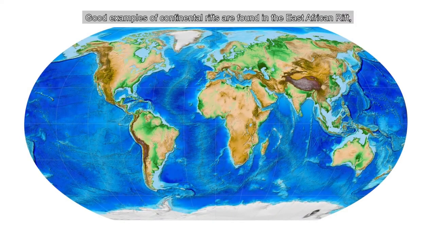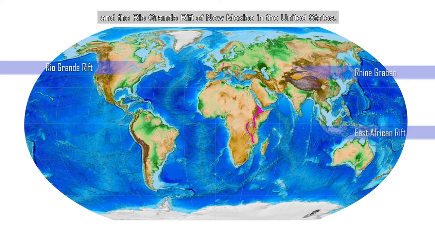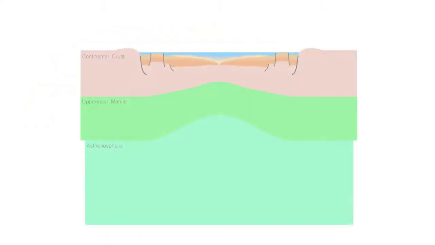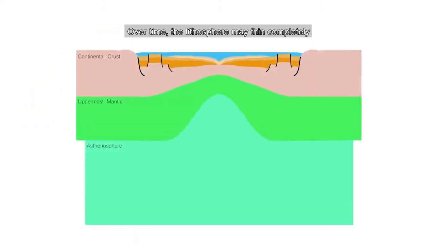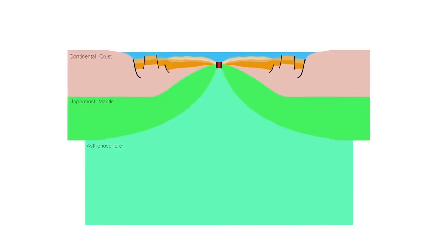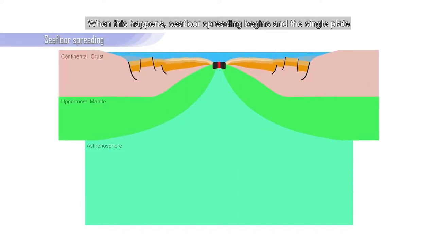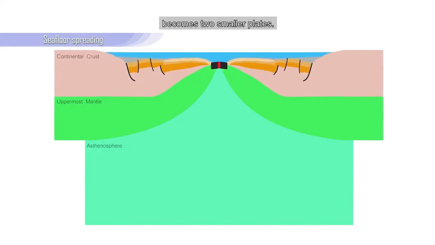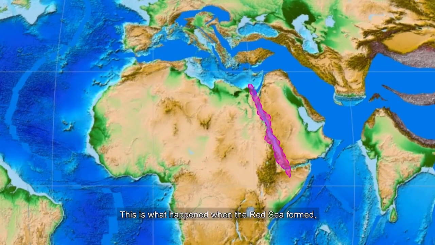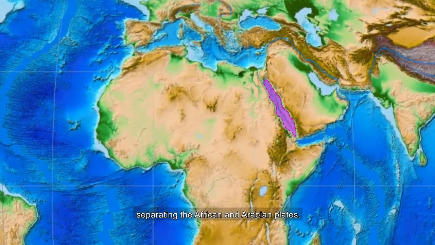Good examples of continental rifts are found in the East African Rift, the Rhine Graben of Germany, and the Rio Grande Rift of New Mexico in the United States. Over time, the lithosphere may thin completely, allowing the asthenosphere to reach the surface. When this happens, seafloor spreading begins, and the single plate becomes two smaller plates. This is what happened when the Red Sea formed, separating the African and Arabian plates.